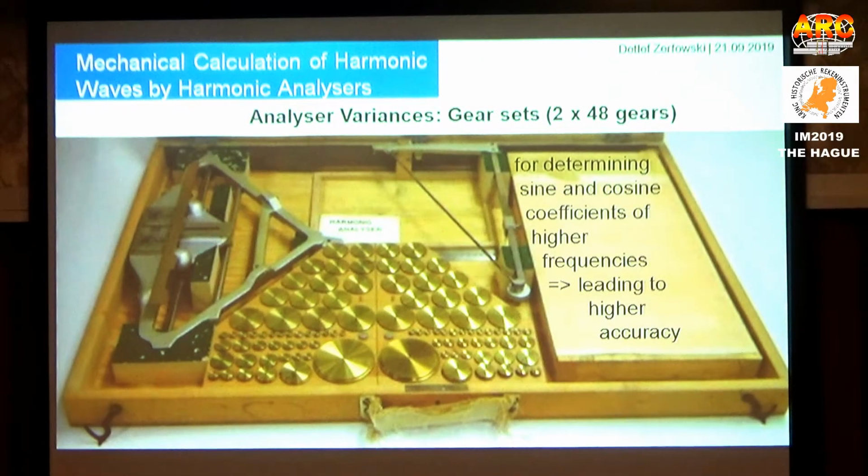Now you see also the number of wheels, so you can look for more frequencies. In the earlier box you saw only 9 wheels or something like this. And there are analyzers available with up to 48 gears, 2 times, that means 96 gears. And here the idea is that you can use even the same wheel for the same parameter number 1, for the sine and for the cosine.